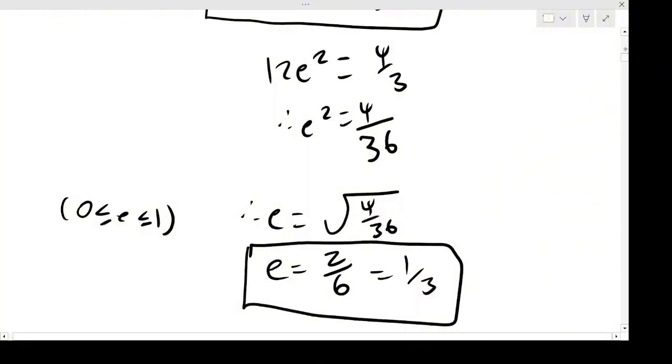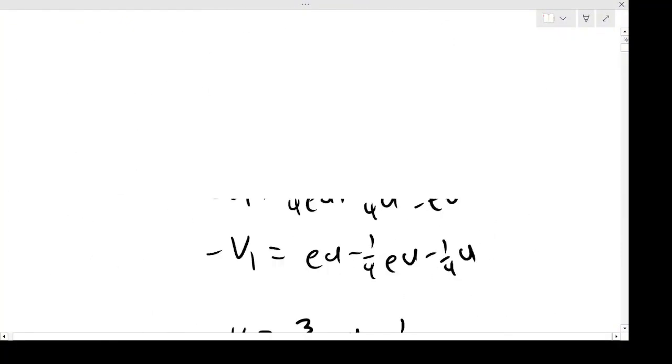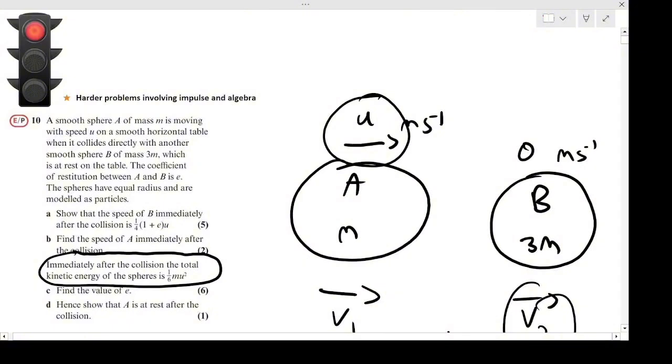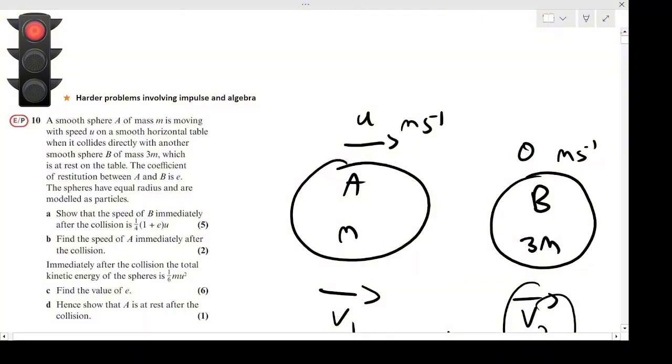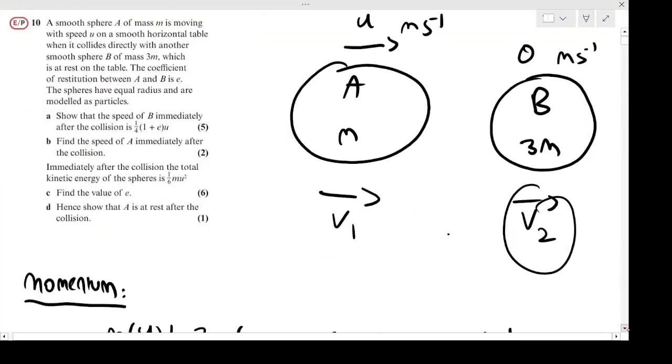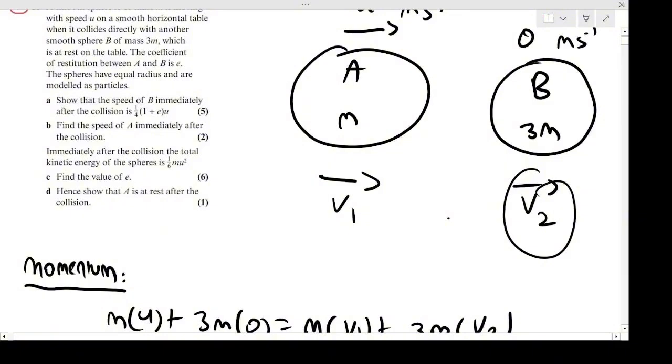There. Okay, a lot of algebra there. Again, they love to throw algebra at you. But the process, hopefully you've seen, the momentum, the restitution and all that is the same. But the algebra there at the end, you're going to have to work through that. But there we are.